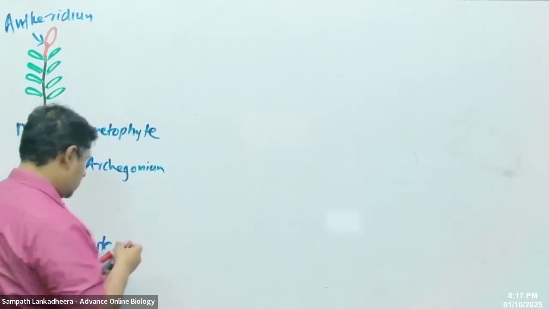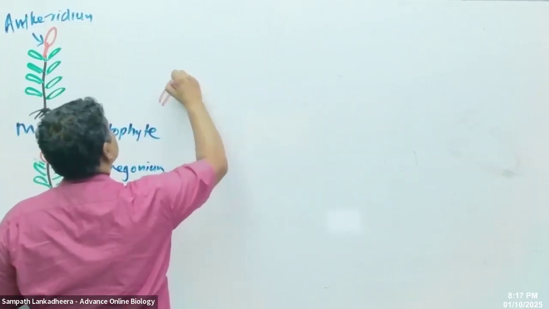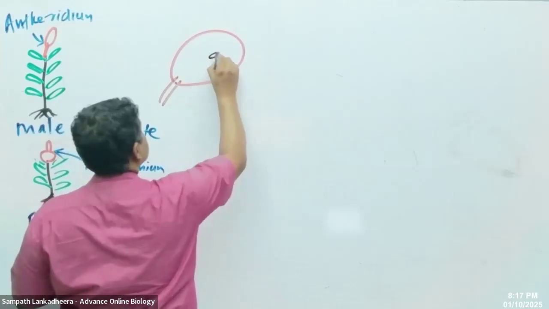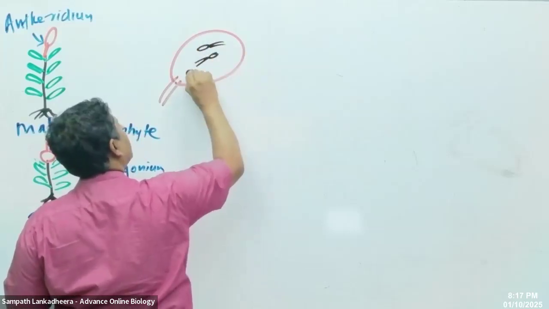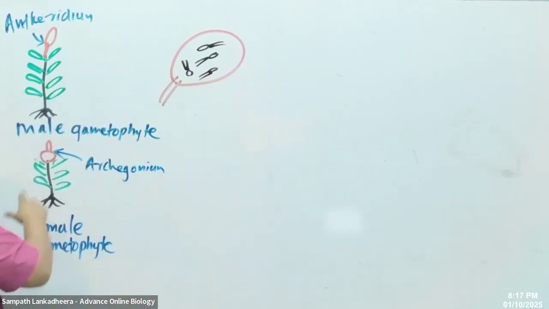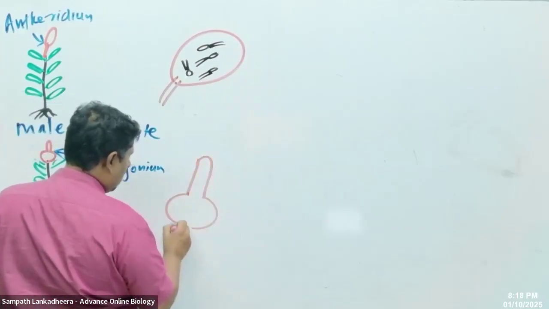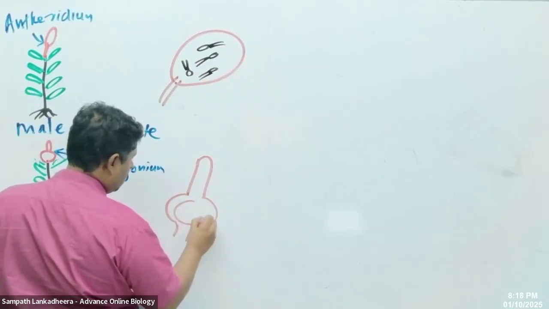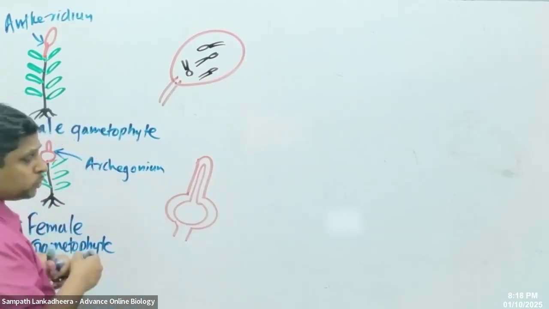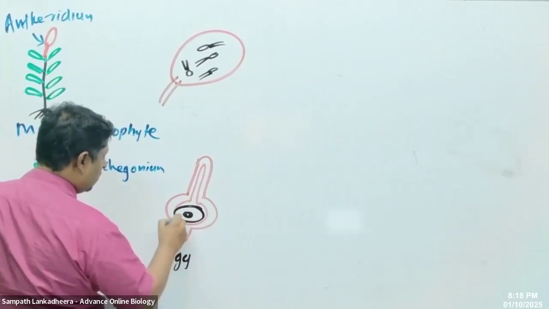Now, the antheridium forms sperms. So what do you get inside the antheridium? Sperms are formed by the antheridium. The archegonium, on the other hand, has an egg inside. Let me show you the egg present inside the archegonium. That's the egg.